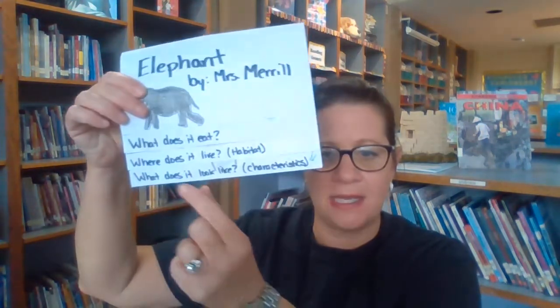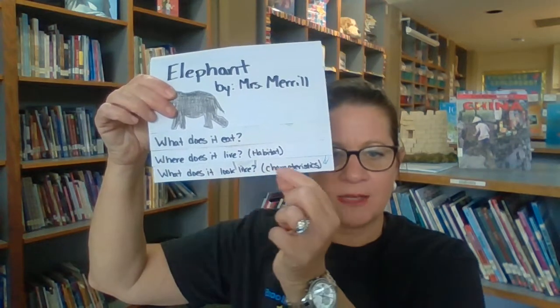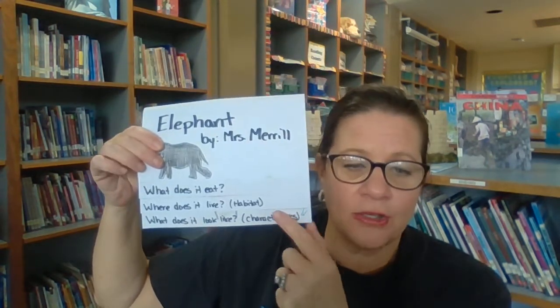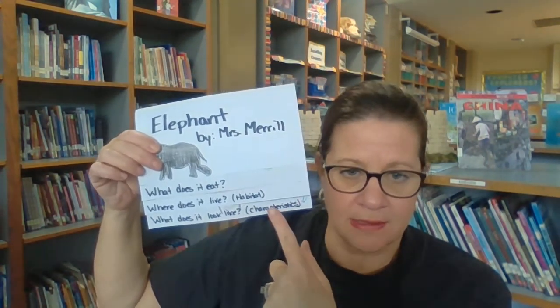So we're going to finish up our animal research today. Today is the last day we're going to be working on any kind of research for your animal. So you will need your book again or your paper again for the last time. What you're going to be finishing up today is the last page, and it is what does my animal look like? That is also known as the animal's characteristics.